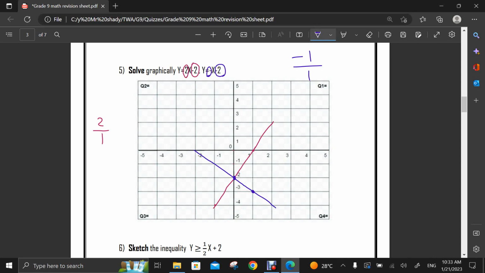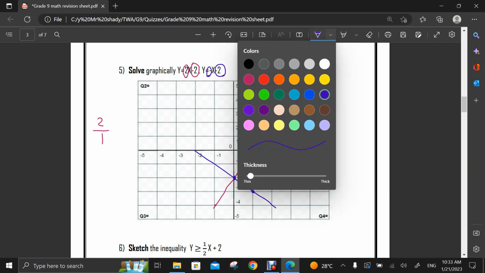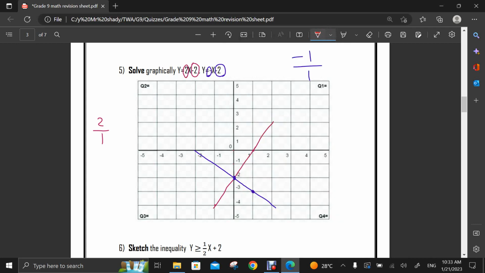My solution here is the intersection point between them. This is the intersection point here, which is 0 and negative 2. If someone writes it as negative 2 and 0, it will be a wrong answer, because you must write x at the beginning, then y. So 0 and negative 2, and at the end, you'll make a box here and write x equals 0 and y equals negative 2. Okay, let's see the next one.